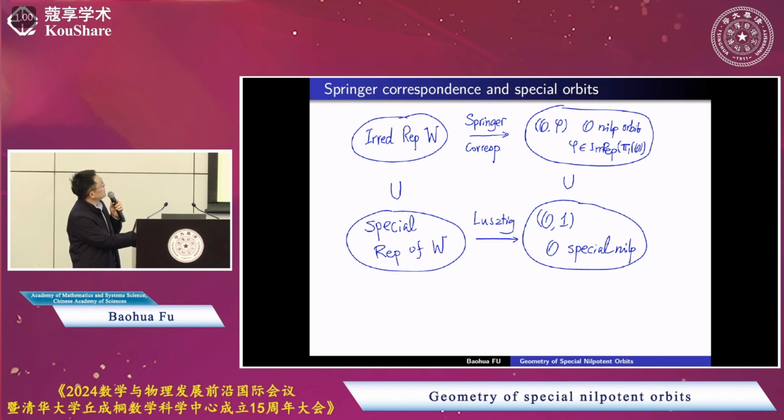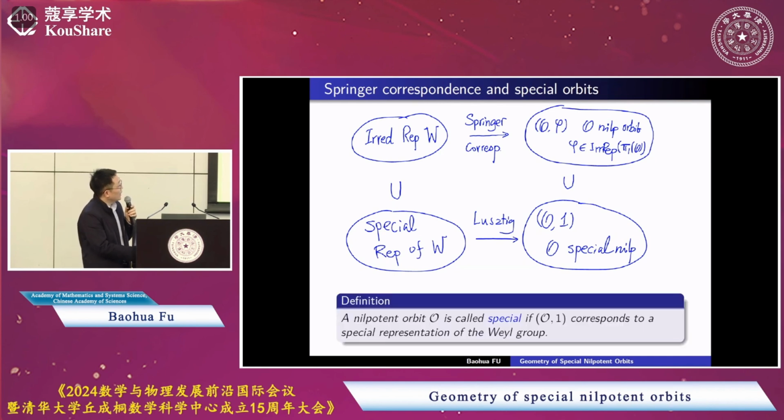And inside the irreducible representations, you have what is called the special representation of the Weyl group. This has been defined by Lusztig. Lusztig also observed that this special representation corresponds, under the Springer correspondence, to some special nilpotent orbit with the trivial representation of the fundamental group. This is why we define this orbit O1 to be special if, under the Springer correspondence, it corresponds to a special representation.